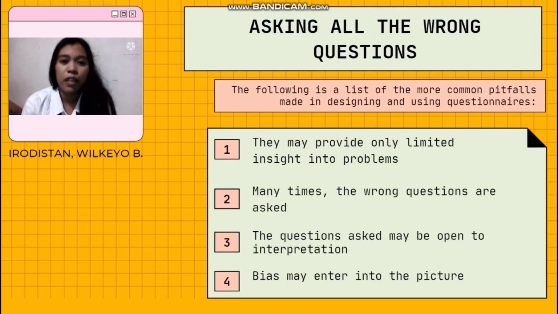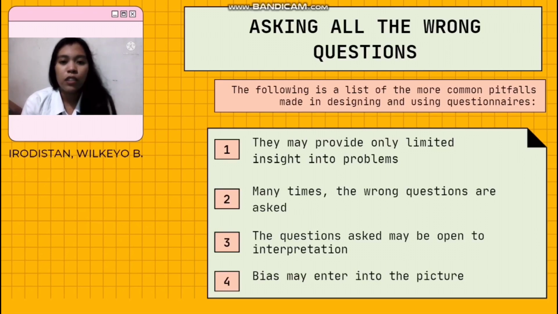4. Bias may enter into the picture. Bias is a systematic error introduced into sampling or testing by encouraging one outcome over other. Kung ang respondent did not answer honestly by providing ng tamang sagot, that comes their true feelings sa issue. Example, personal information, pwede nila itong i-hide yung totoo nilang personality, like their name, age, sex, income level, and other.